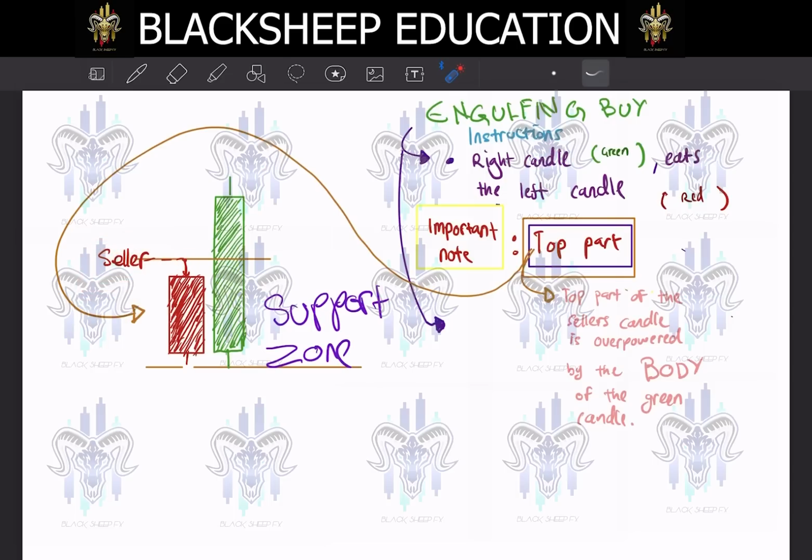So that's why I put an important note over here. The top part of the red candle has to be overpowered by the body of the green candle. It's very simple, but such a powerful technique that I have used. It's just that I have created a structural pattern using engulfing. But this is the basics first.